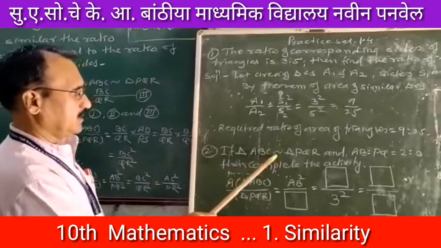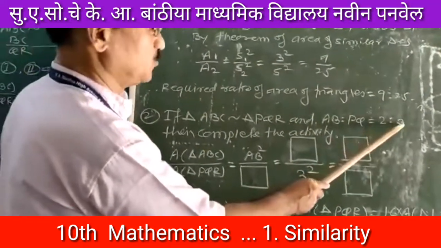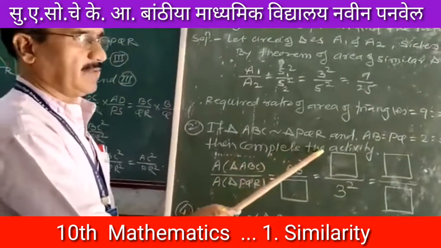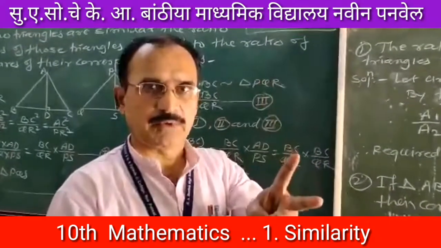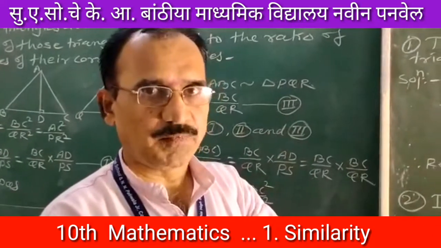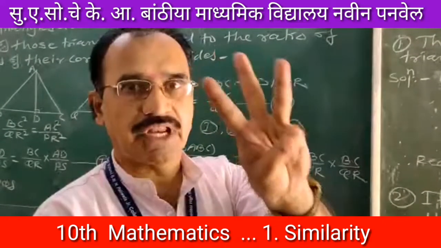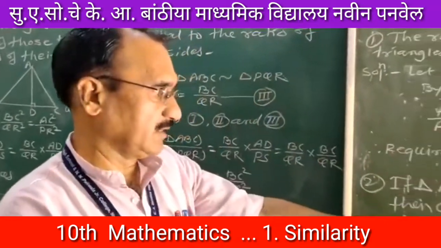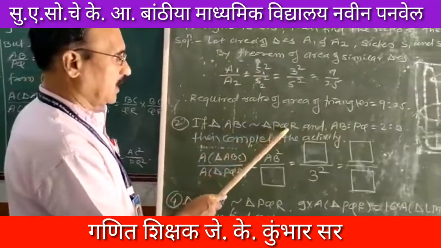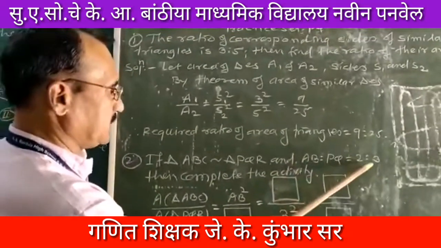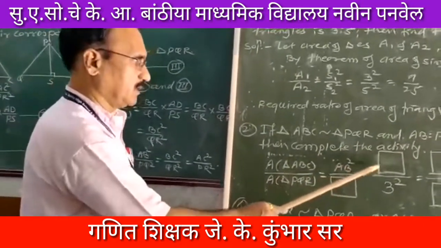If triangle ABC is similar to triangle PQR and AB to PQ is equal to 2:3, then complete the activity. You know, students, in question number 2 and question number 3, there are activities in our board question paper, in the first semester and second semester also. In question number 2A, there are two activities and in question number 3A, there is one activity. This is the same kind of activity. If triangle ABC is similar to triangle PQR and AB to PQ is 2:3, then we have to complete this activity. Activity means fill the empty boxes.